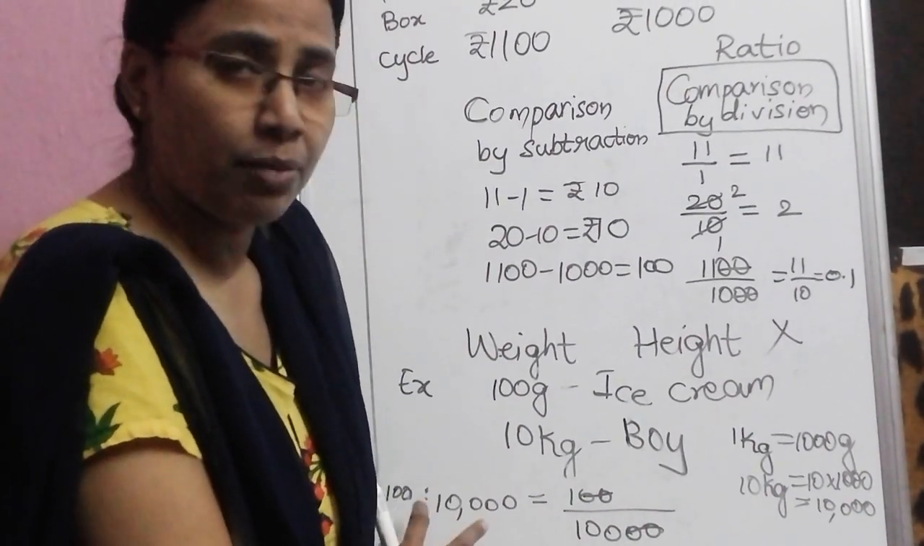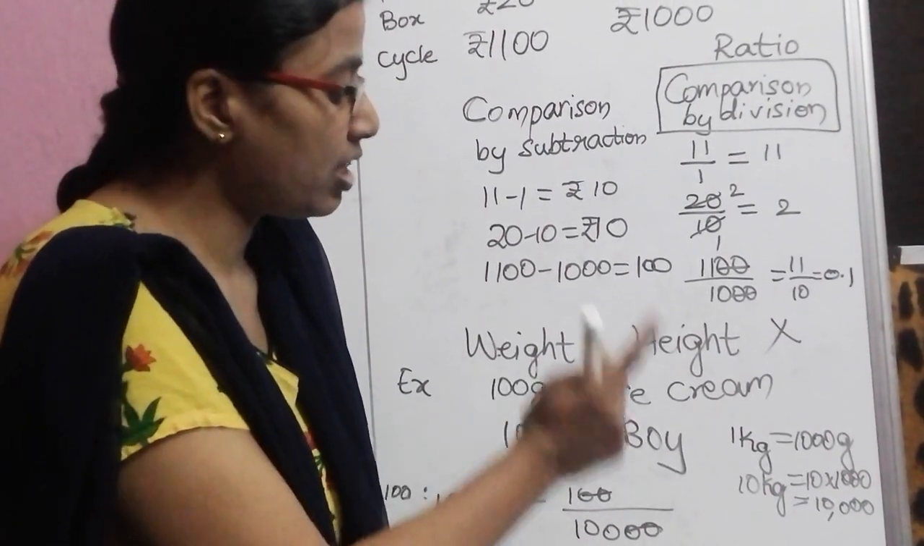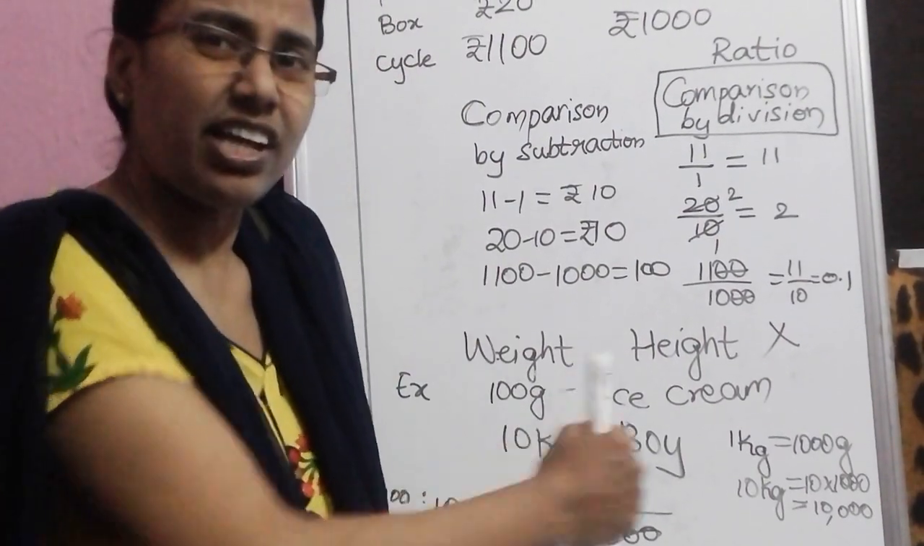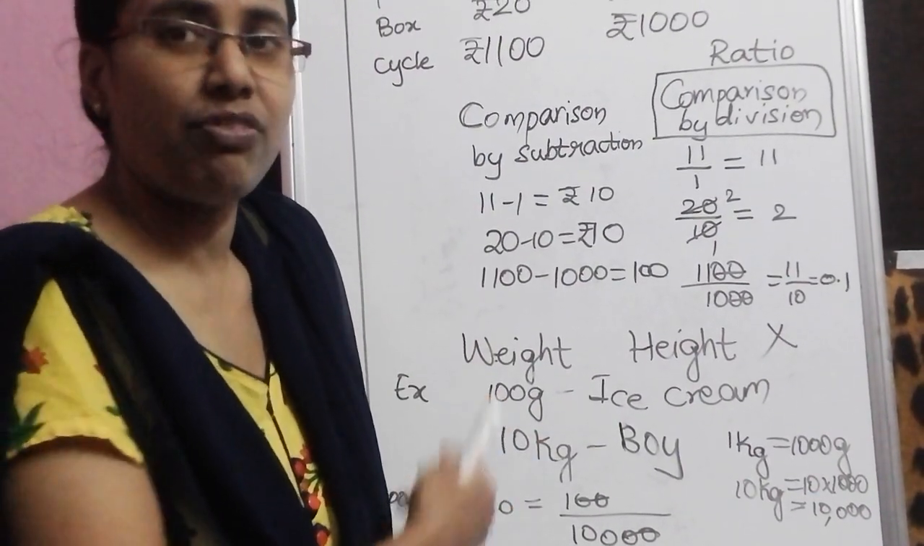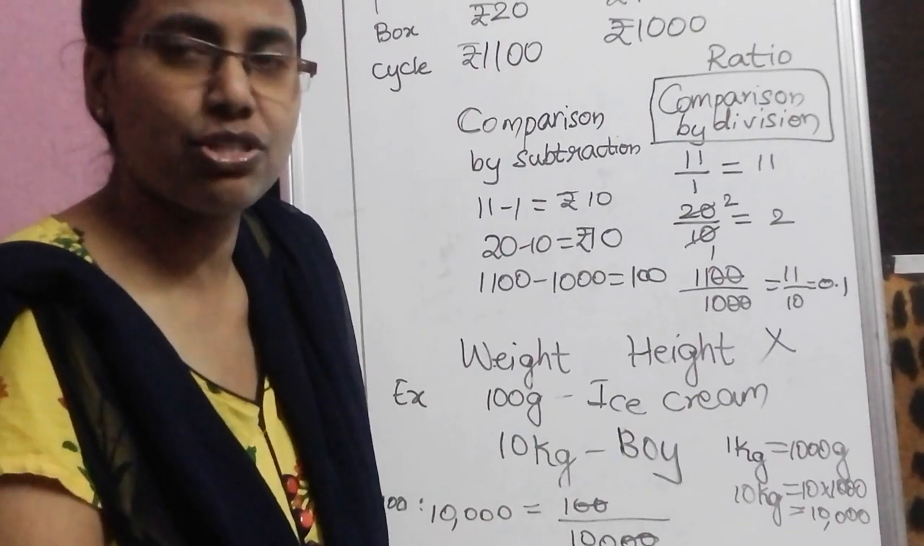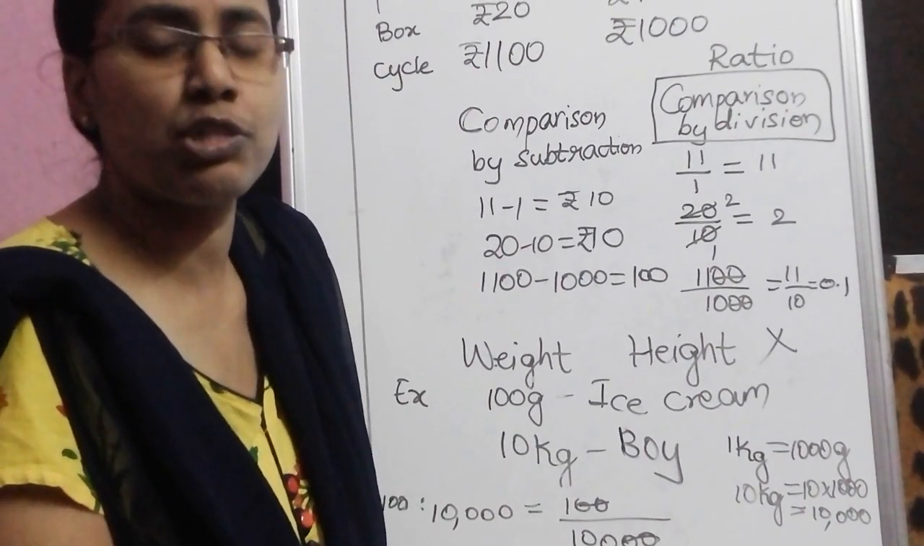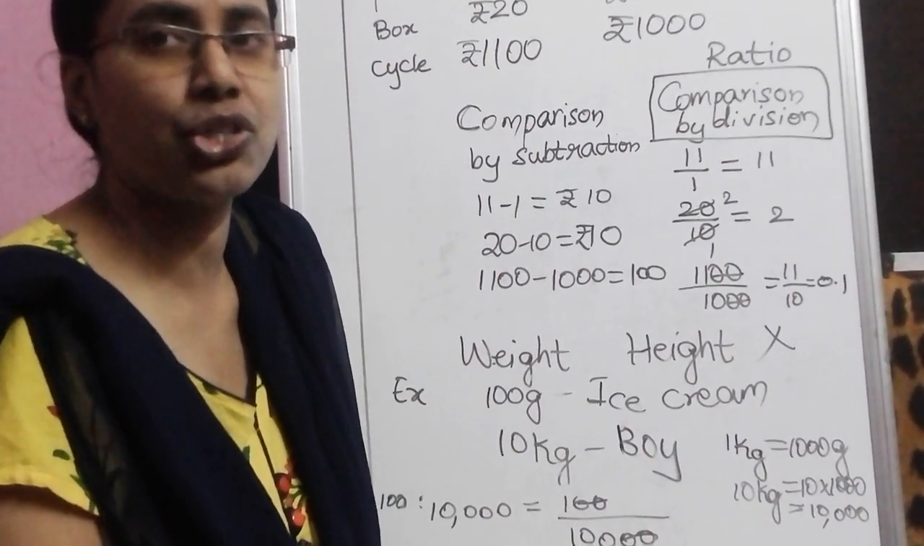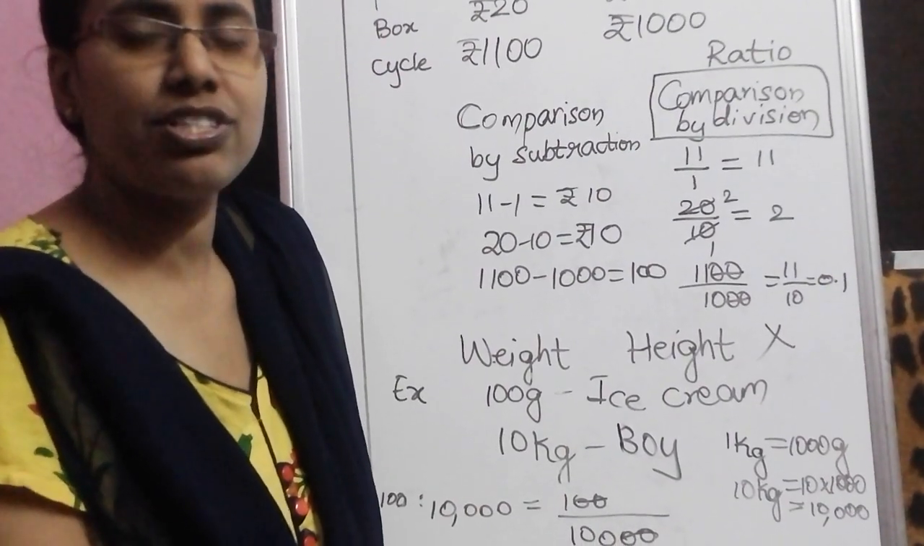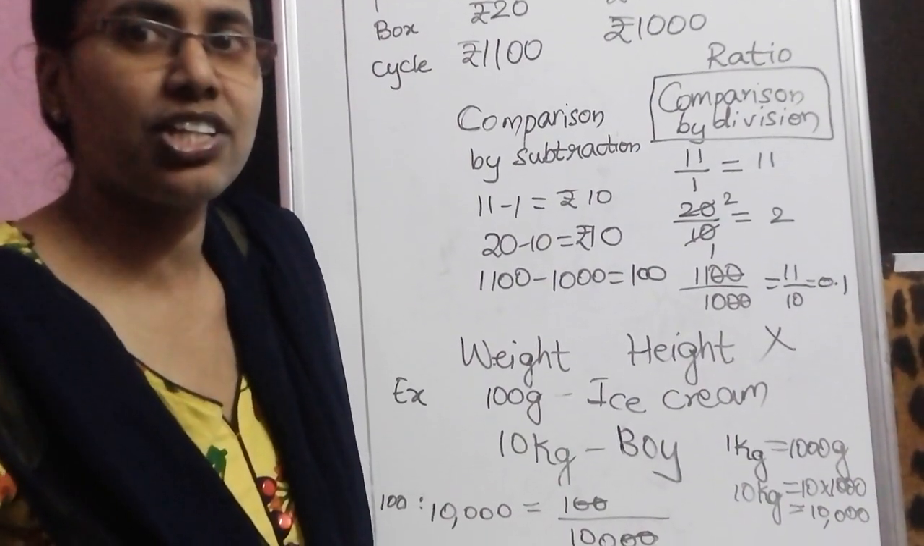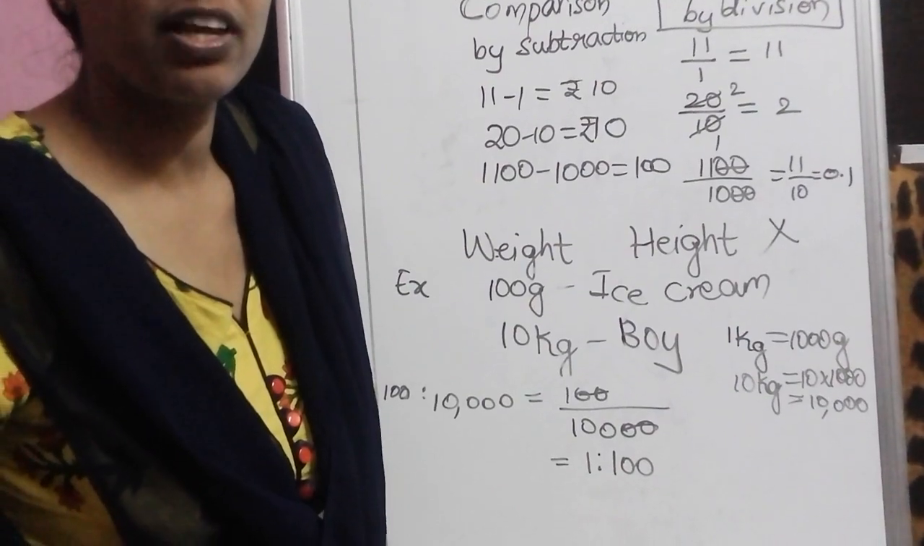Now when we are able to write a ratio in the form of a fraction, why are we starting with ratios at all? We can use fractions only, no? What is the difference between a fraction and a ratio? Let's see that.